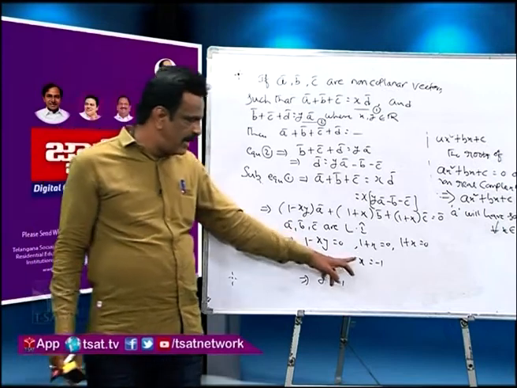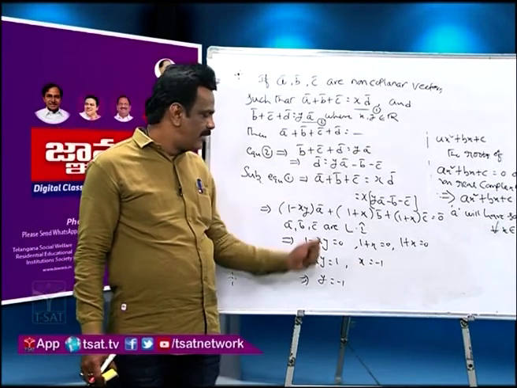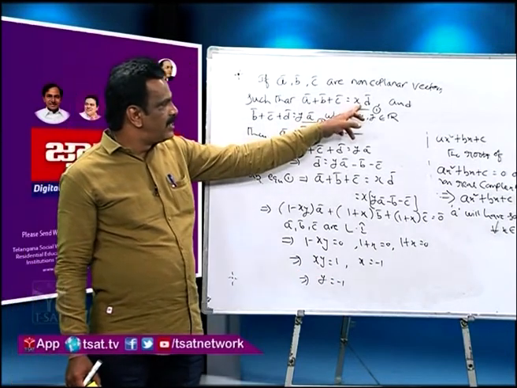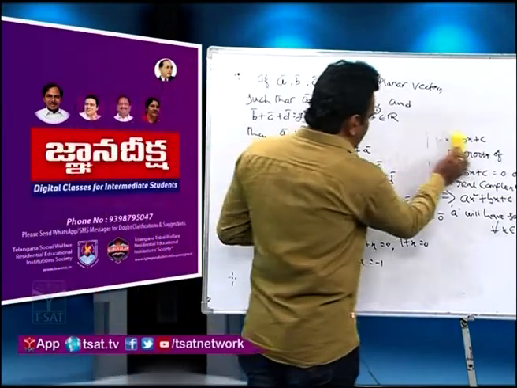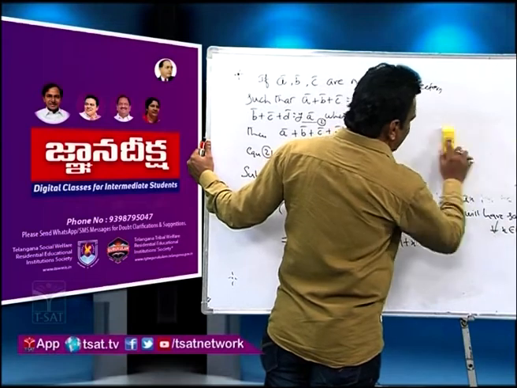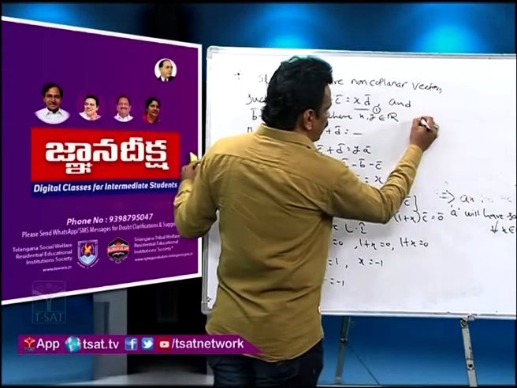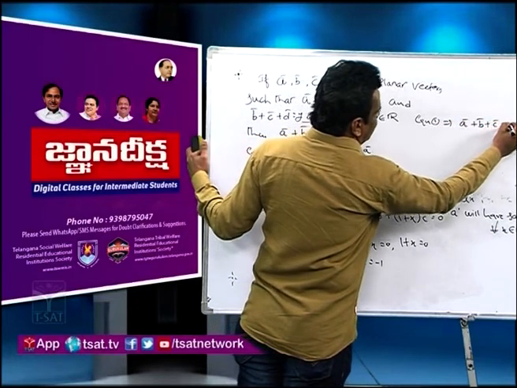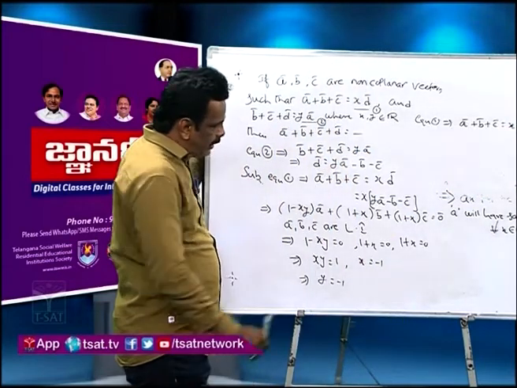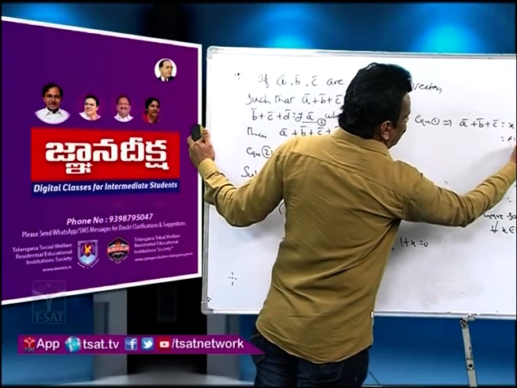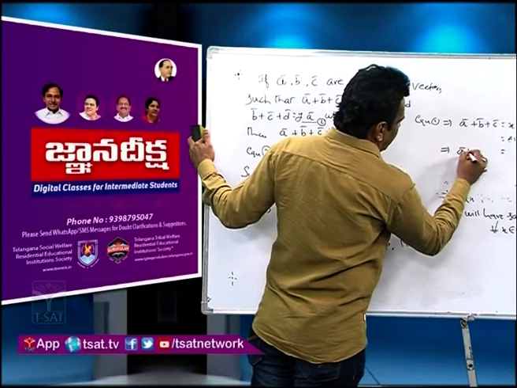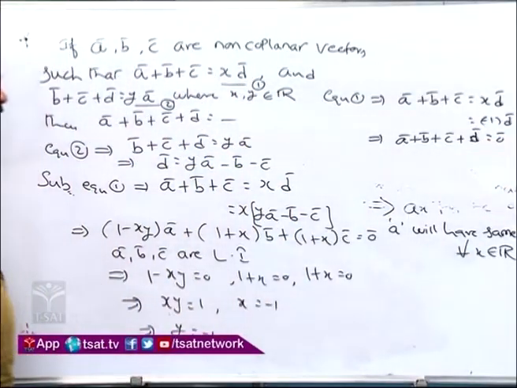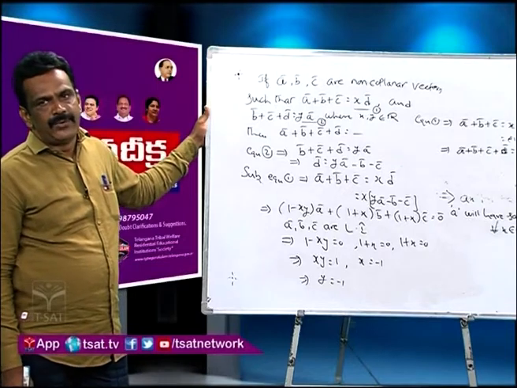You can replace x equal to minus 1 in equation 1, otherwise replace y equal to minus 1 in equation 2. So I want to replace here x equal to minus 1 in equation 1. So equation 1 implies A bar plus B bar plus C bar equal to x d bar. So x is found to be minus 1 here, it is minus 1 into d bar, or from that we can write A bar plus B bar plus C bar plus d bar equal to null vector.